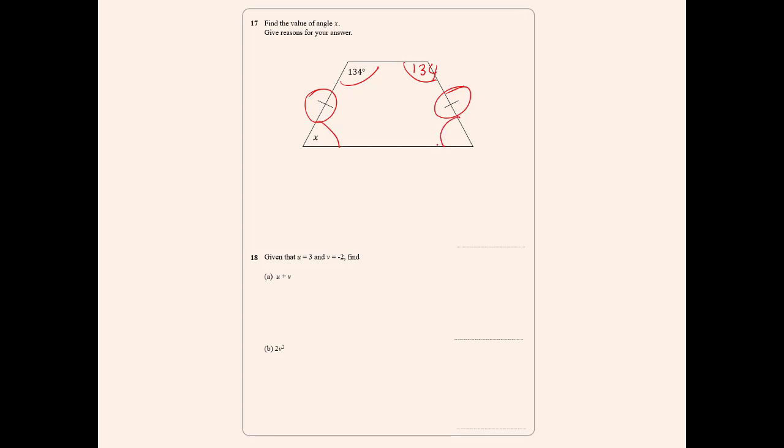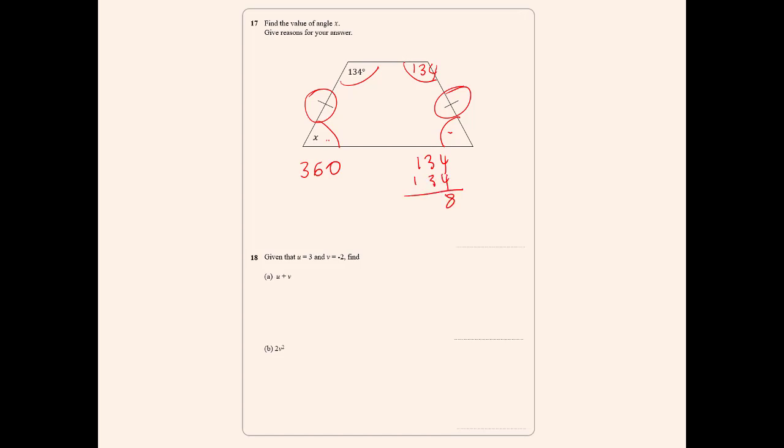Now we know angles in a quadrilateral add up to 360 degrees. And if I take away 134 and 134 from 360, that will leave me with these two angles, the total of these two angles, x and the opposite one to the x. So let's add 134 and 134 together.